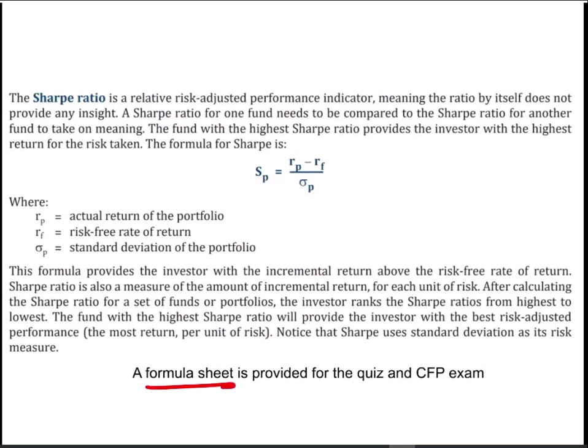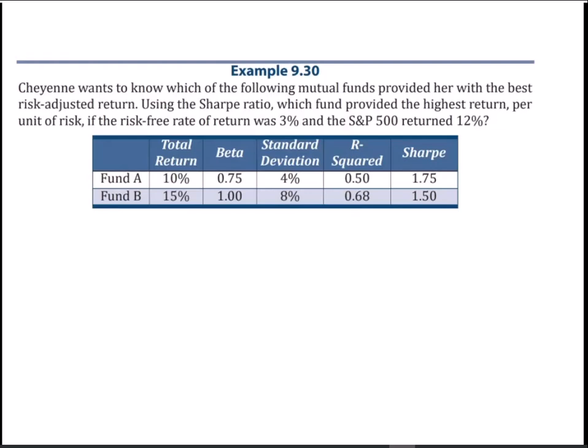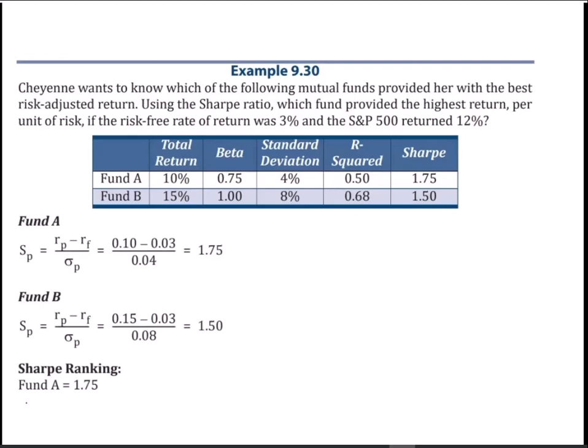Remember, I'm going to give you a formula sheet on the quiz, the exact same one you get on the CFP exam. Well, I'll give it to you later this week. So here's the question. We have two funds. Fund B definitely had a higher return, but it also had more risk. So factoring in the risk, was that a good enough return? If you look at the Sharpe ratios, Fund A actually had a better Sharpe ratio than B. So even though they made 10%, compared to how much risk they took on, Fund A did a better job than Fund B. So you would choose A over B in this case.